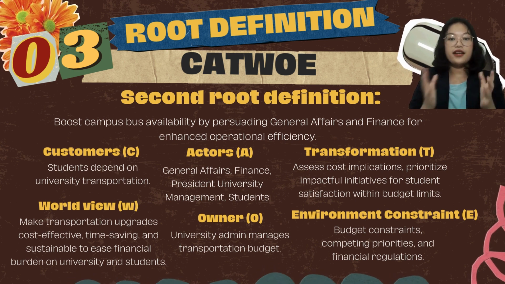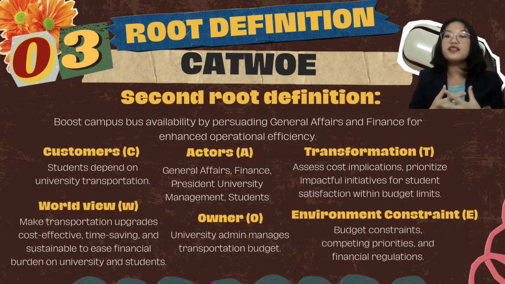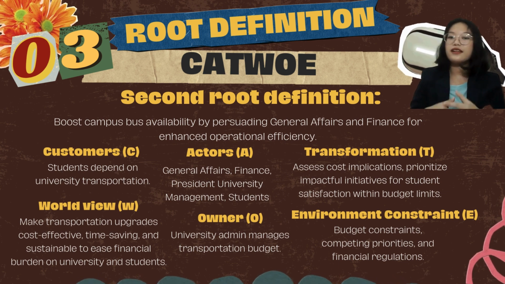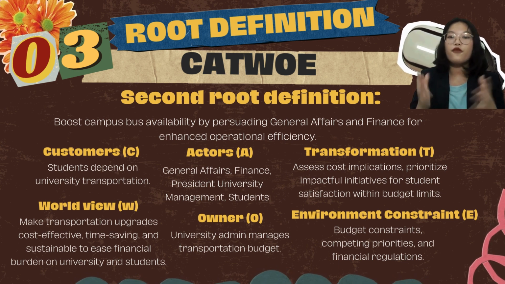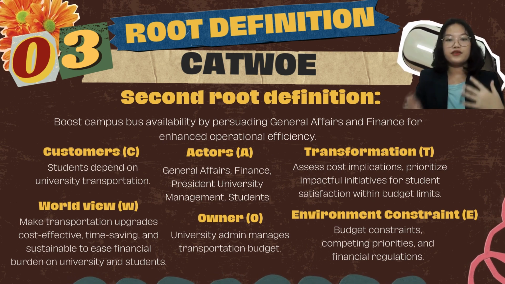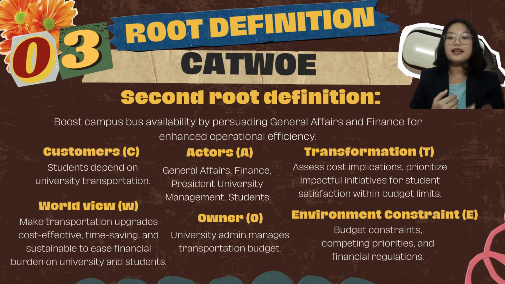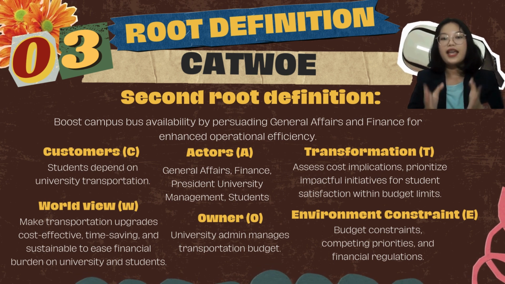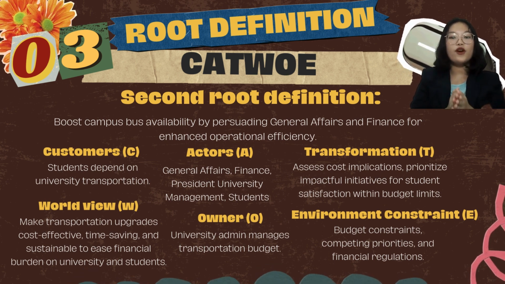And the owner is the actors and university administration that are responsible for allocating resources and managing the budget for transportation system improvement. And the last, for environmental constraint, is limited budget, competing priorities for resource allocation, and regulatory requirements for financial management.